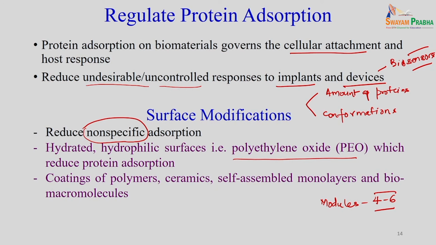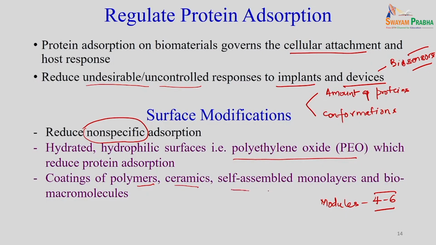So, different polymers, starting from the hydrated and hydrophilic polymer like polyethylene oxide, is very well known to reduce the protein adsorption, because of its spatial arrangement, which forms a hydrated water layer between the surface and protein. Apart from that, the coating of various polymers, ceramics, self-assembled monolayers and other bio macromolecules have been tested to tune or regulate the protein adsorption.